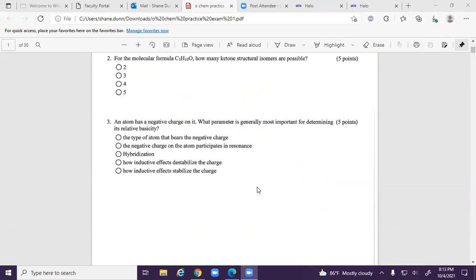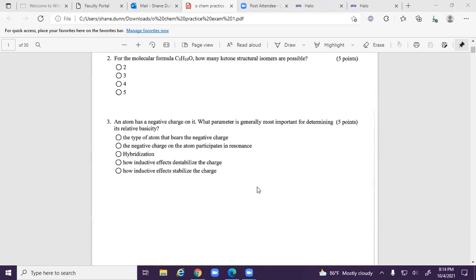An atom with a negative charge, what parameter is generally most important for determining its relative basicity? So, if I have a negatively charged ion, what does that mean? Extra electrons, right? Is that an acid or a base? Why? Well, yes, I went over that with you already.